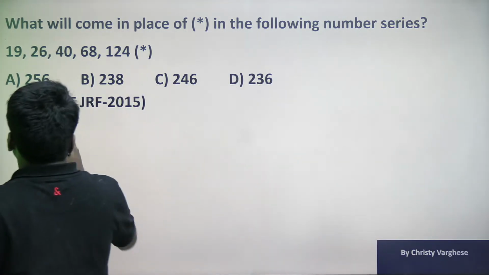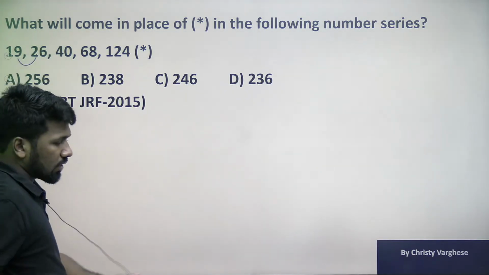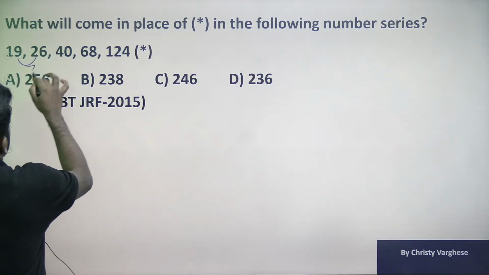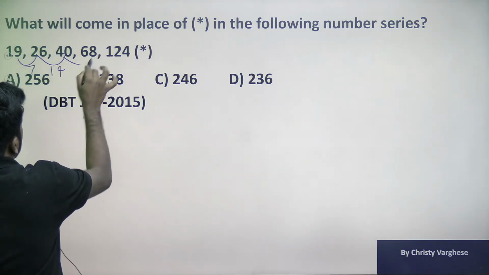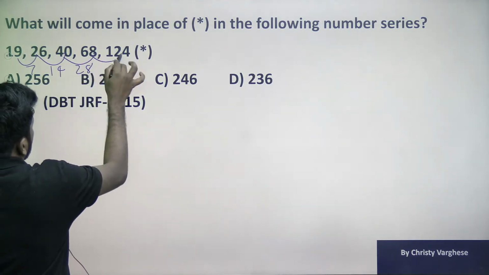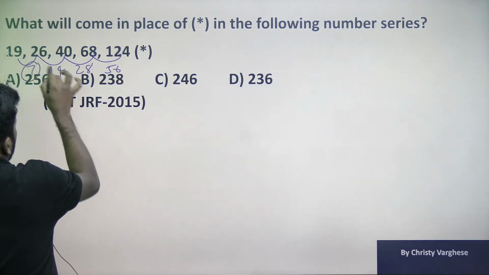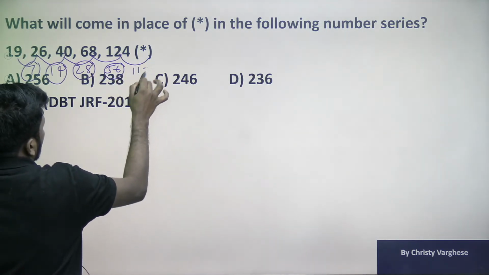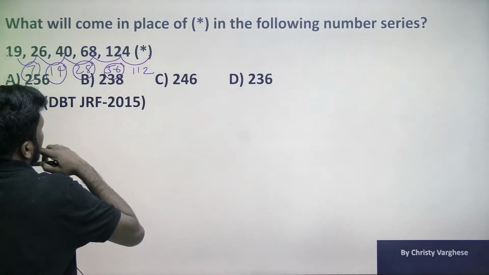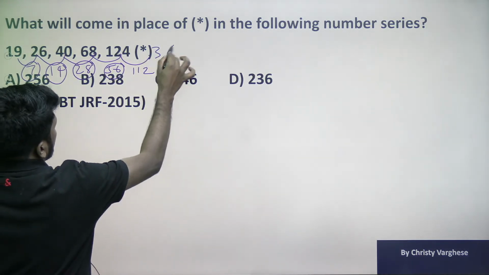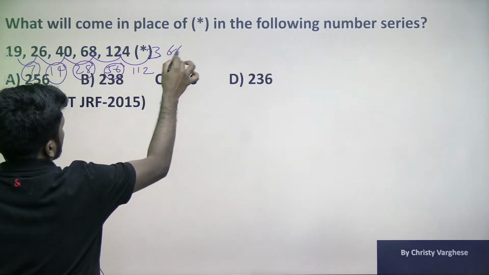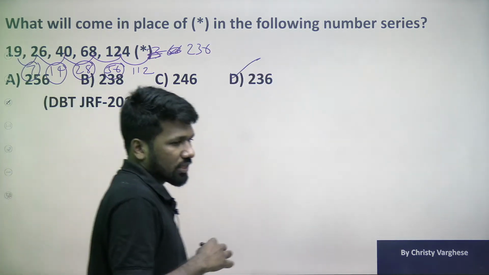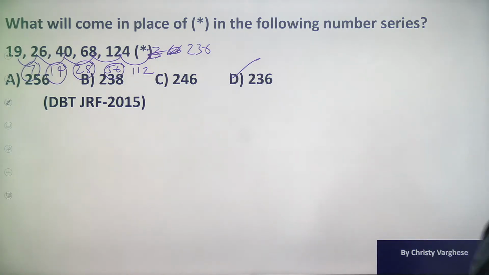So what is the idea? Taking the difference itself is the idea. You can take the difference of first two terms, you will get 7. Next two terms 14. Next two terms 28. Next two terms 56. 7 double 14 double 28 double 56 double 112. So 124 plus 112 is the answer. 236 is the answer. So option D is the answer. Hope all of you understood it.